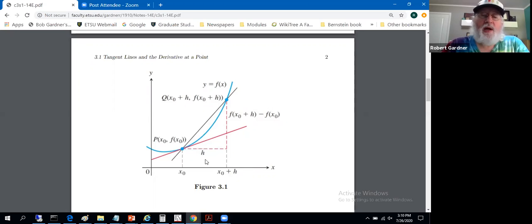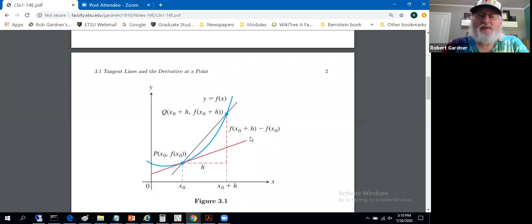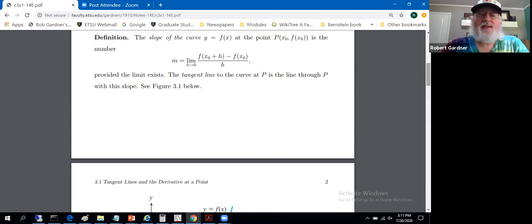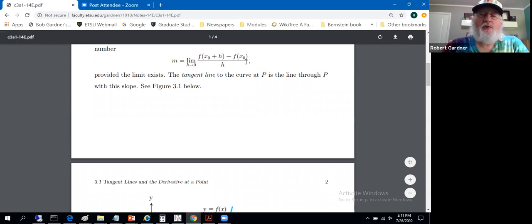So the slope of this secant line would be f of x sub 0 plus h minus f of x sub 0, rise, divided by h, run. The slope of that secant line would be this little part here. Forget the limit stuff. So there's the slope of the secant line.